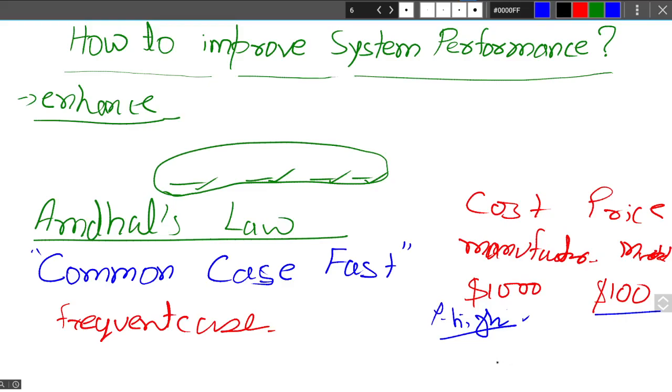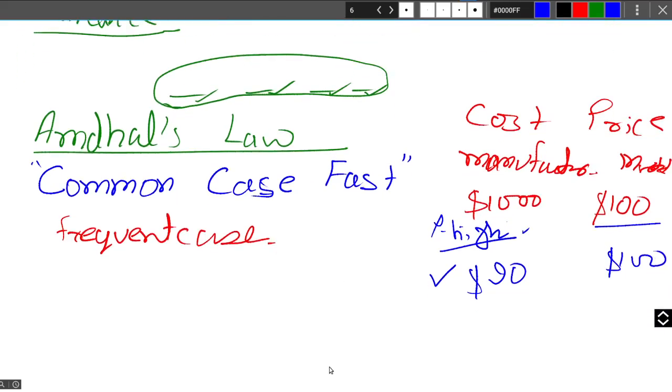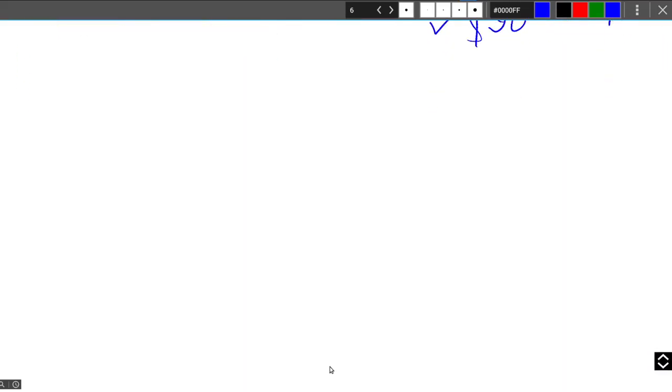However, if you are able to sell something for $90 when in the market it is $100, in that case this particular enhancement is helpful. So we also have to keep in mind that the enhancement should be within the limit of our cost and price. So Amdahl's law says we have to make the common case fast.